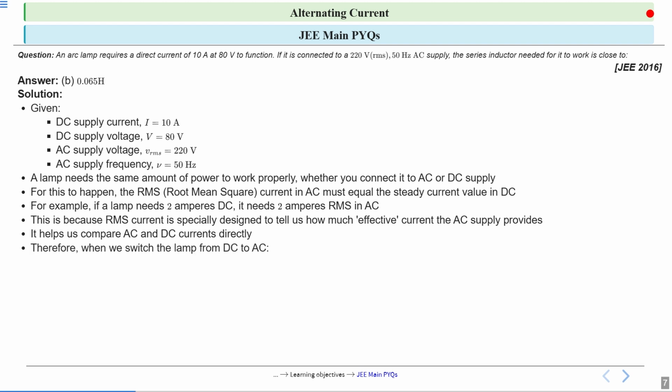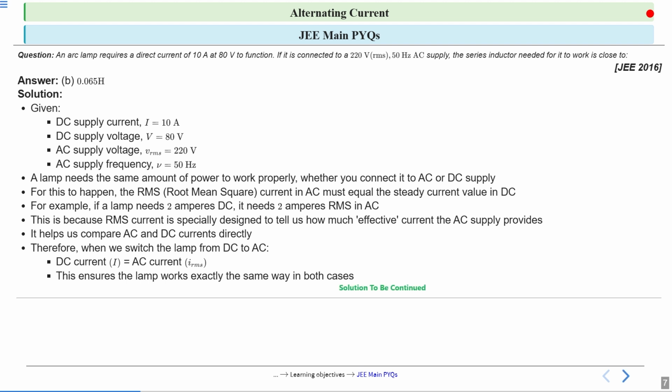That means we can switch the lamp from DC to AC. For what condition? DC current should be equal to AC current I_RMS value, or we can say AC current I_RMS value should be equal to DC current I. This ensures the lamp works exactly the same in both cases. If the current flowing through the lamp is the same in both cases, it will work the same in both cases.